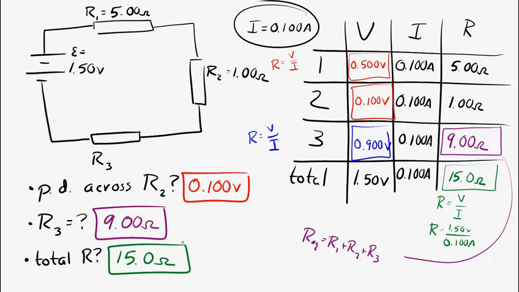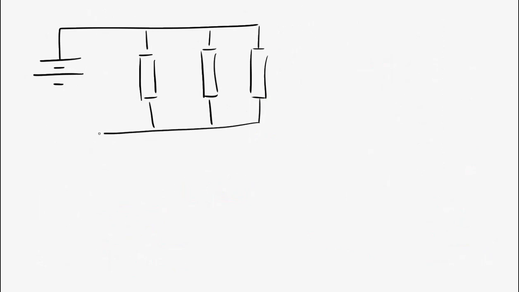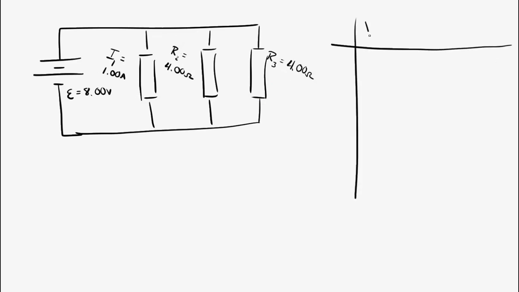And lastly, let's do one more parallel circuit. So I'm going to draw it. It'll look a little bit different than the parallel circuit we saw before, but it still counts as parallel. The current goes in, branches, comes back together, goes back to the battery. And let's make it an 8-volt EMF battery. Let's say we don't know the resistance of the first resistor, but the current flowing through it is 1 amp. And then the second and third resistors both have resistances of 4 ohms. So let's make our chart. And let's fill in the information that we know.